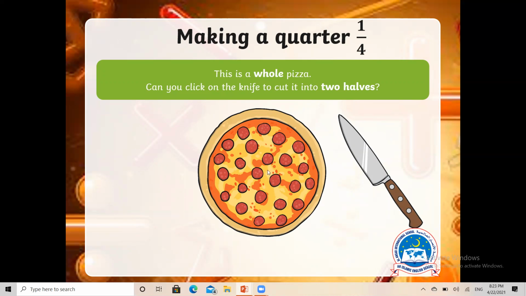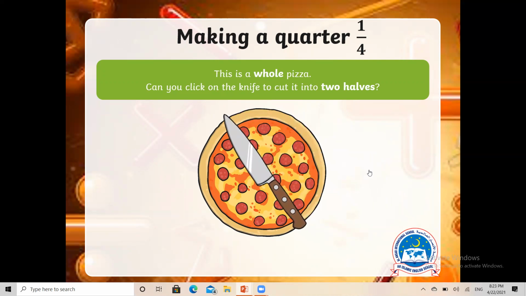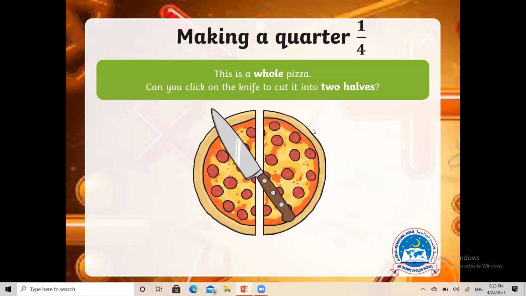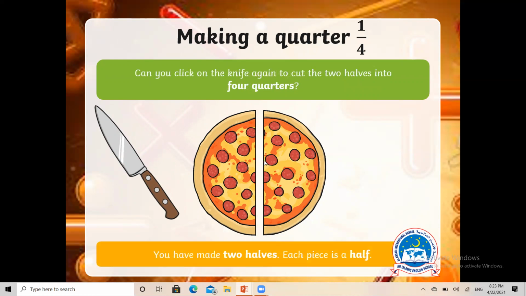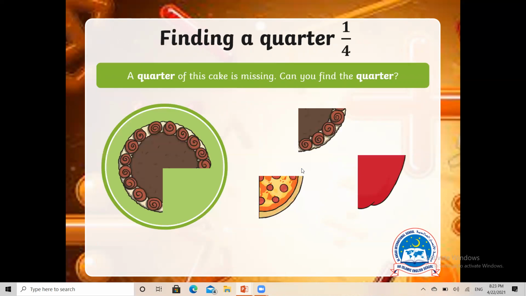Now I want you to cut it in halves. When we cut it into 2 halves, yes, it will look like this. 2 equal parts. Can you see? We call it halves. We have made 2 halves. 1, 2. 2 halves. Each piece is a half. This is half of the pizza, and this is the other half of the pizza. So I have 2 halves.